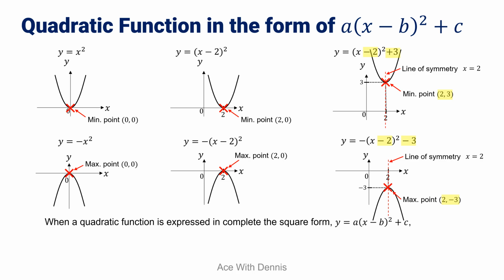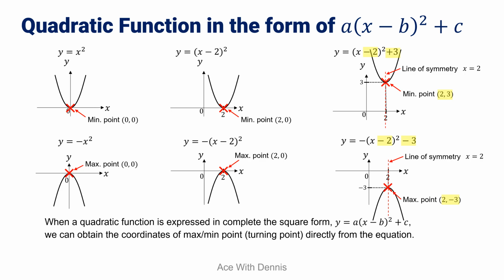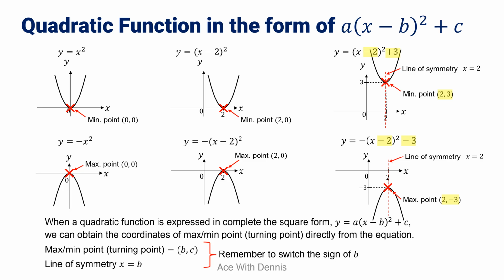So from these examples, when a quadratic function is expressed in completing the square form, y equals a bracket x minus b square plus c, we can obtain the coordinates of the maximum or minimum point, or in general, the turning point, directly from the equation. The maximum, minimum, or turning point is (b, c), and the line of symmetry is x equals b. Remember to switch the sign of b when you want to write down the maximum, minimum, or turning point.